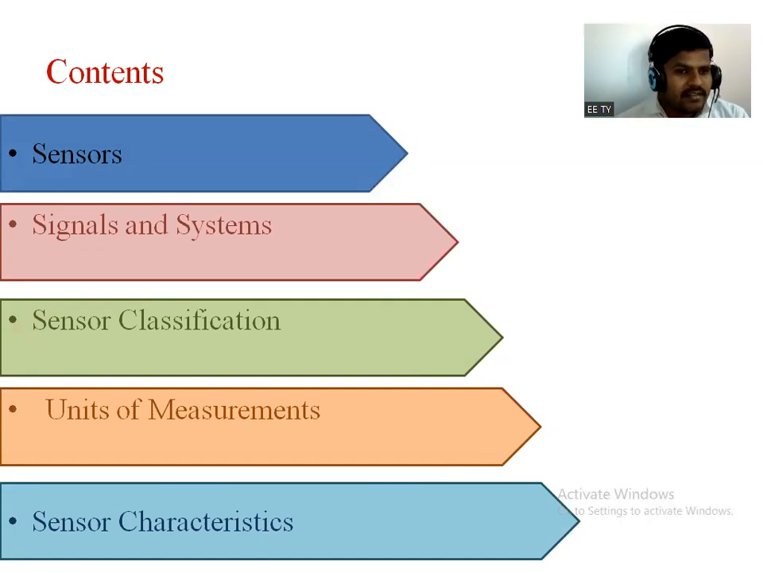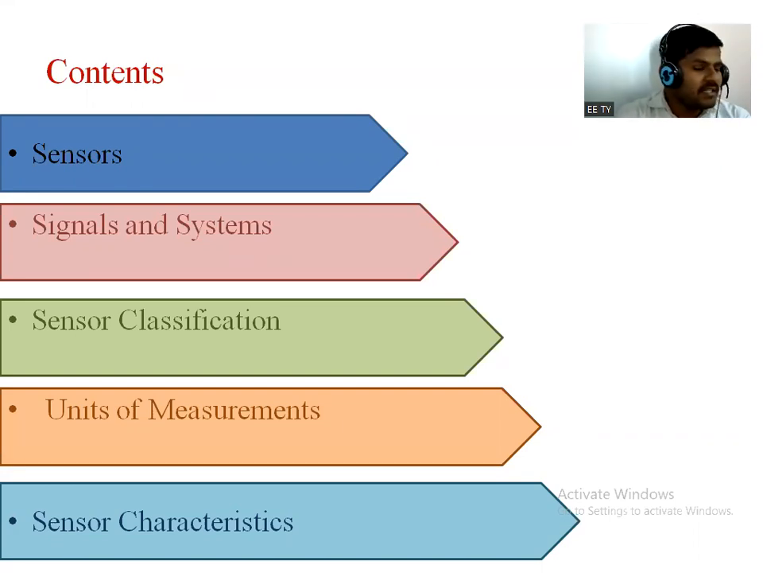What is the sensor? There are some types of signal and system. I think you people studied signals and systems, or you are now studying it, no? There are different types of signals, like analog signal, digital signal. So signals and systems, sensor classification, that is the classification of sensor or the types of sensor, and units of measurement. This is one part. And the last point is sensor characteristics. These are the important points in that unit.